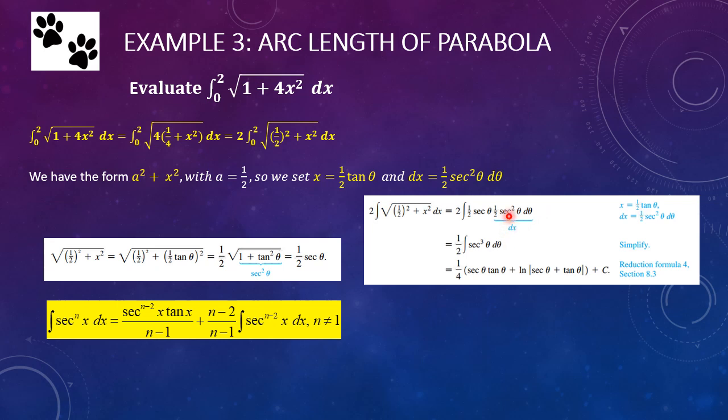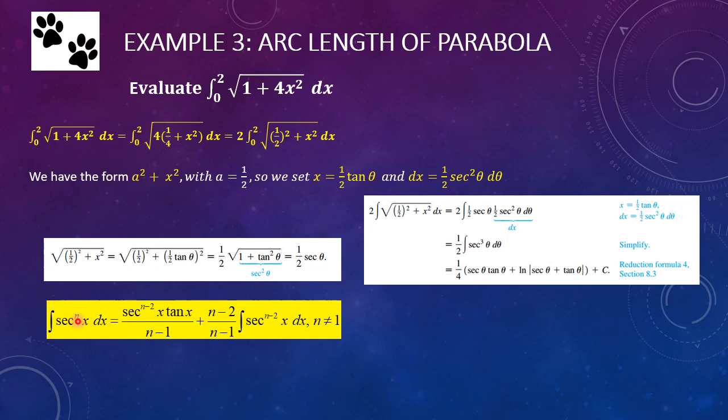Simplifying that, we get 1/2 times 1/2 is 1/4. 1/4 times 2 is 1/2. Secant times secant squared gives us secant cubed. So it looks like a much simpler integral, but of course we know from last section that these powers on trig functions are challenging, and so we had reduction formulas. Specifically, the reduction formula for secant is here.